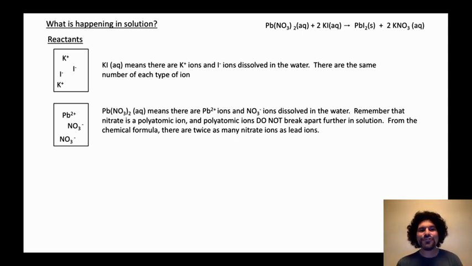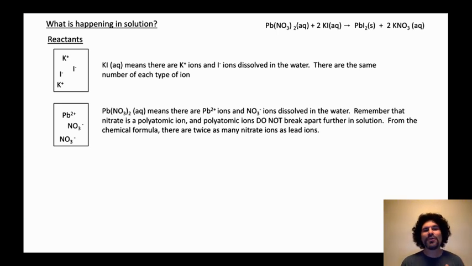So then lead nitrate aqueous means that there are lead 2+ ions. To be able to solve these problems, you actually have to know that lead forms a +2 ion. And then there are also nitrate ions dissolved in the water. Now remember that nitrate is a polyatomic ion, and that polyatomic ions do not break apart further in solution. So those NO3s have to stay together. You're not going to take off an oxygen or a nitrogen or anything.